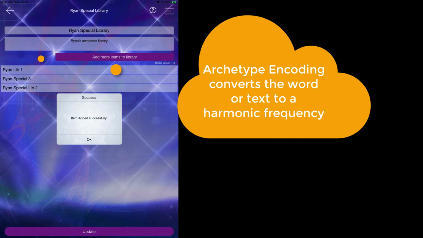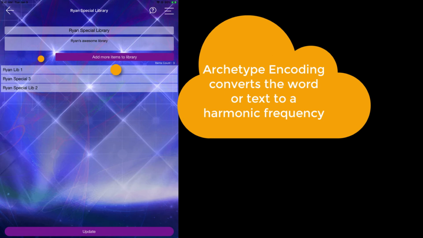Item added successfully. I'm going to add another item called Ryan Special 3, and then the archetype encoding, if I click on that, real simple process, and we've now got 3 different items added. So as you can see, we have now created 3 different items within the library. So in other words, my main library is called Ryan Special Library, and then underneath here I can have as many items as I want.